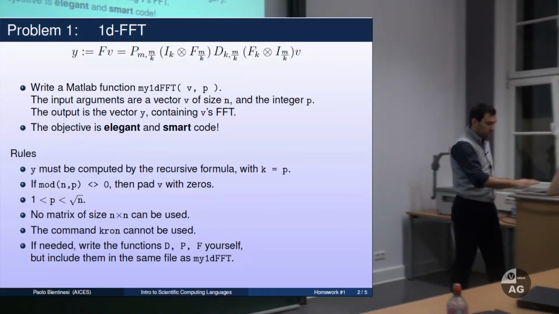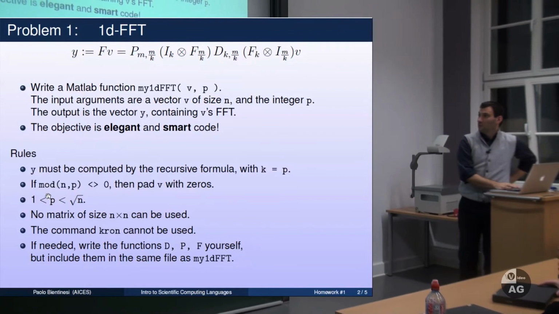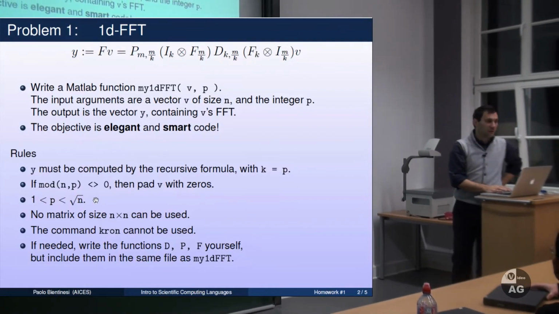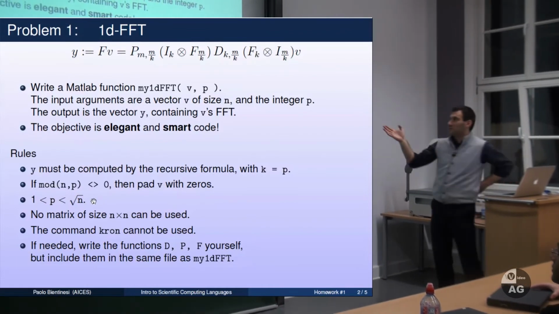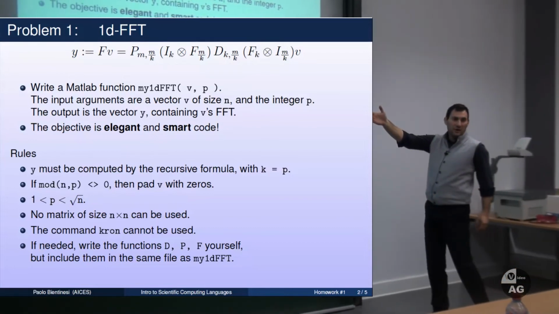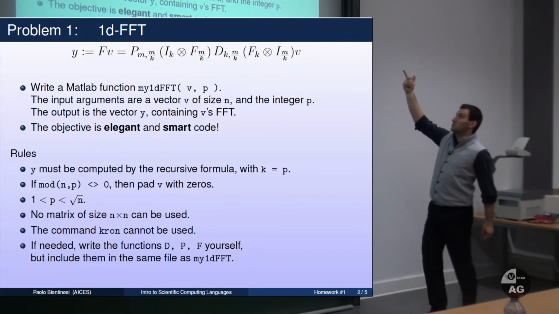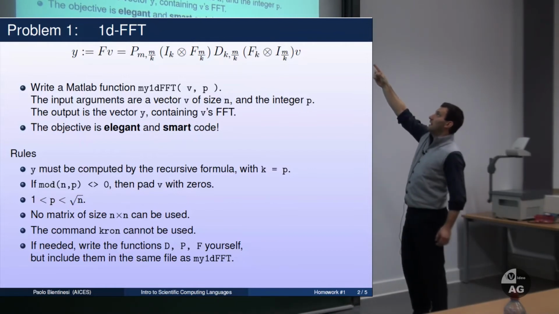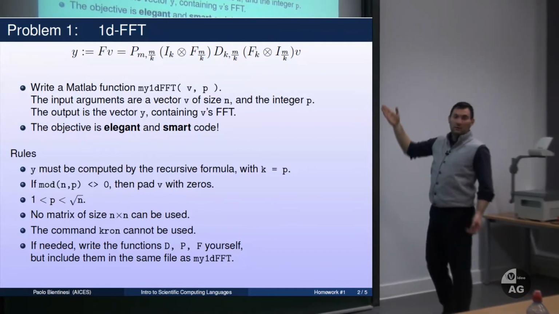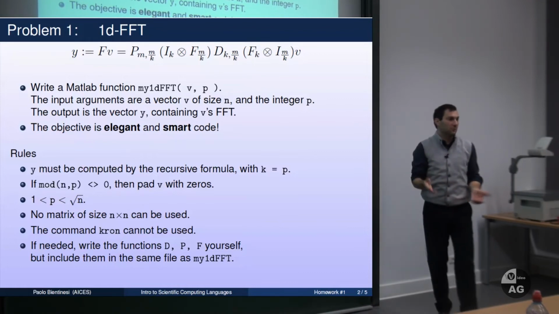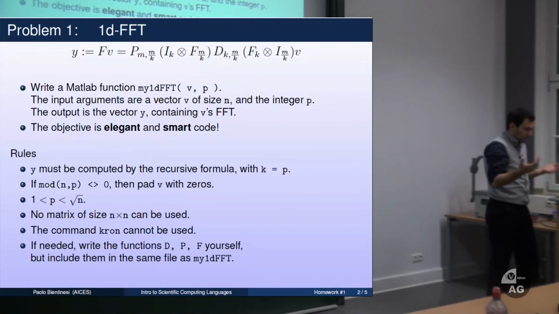All right. Here I limit the range of P. This is totally useless. If P went beyond the square root of n, you would simply have that n over P is between 1 and the square root. So it just doesn't matter.